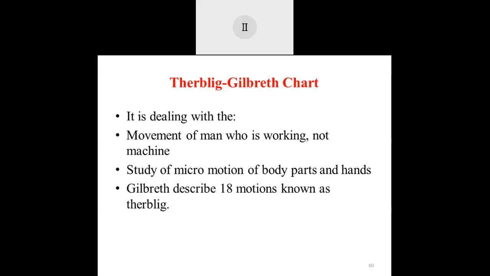So it is also a study of micromotion of body parts and hands. Using this chart, we can study the micromotion of body parts and hands. Micromotion means all the movements are separated into different small groups of movements which do some particular activity, some particular purpose. So using this Therblig chart, we can study micromotion of body parts and hands. Body part movement and hand movement we can study.